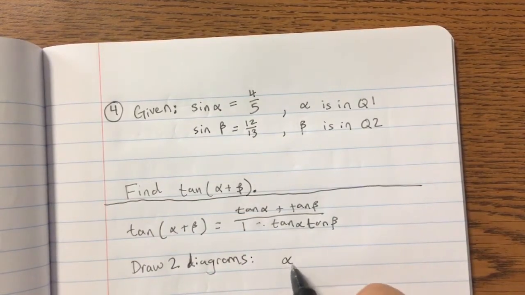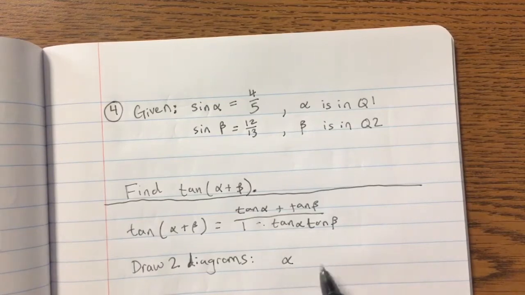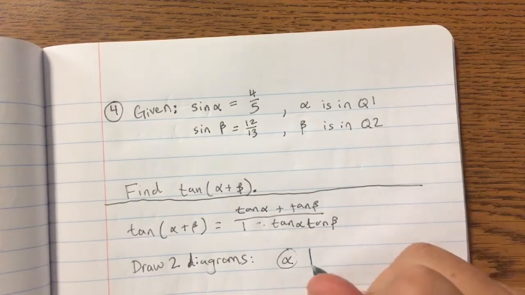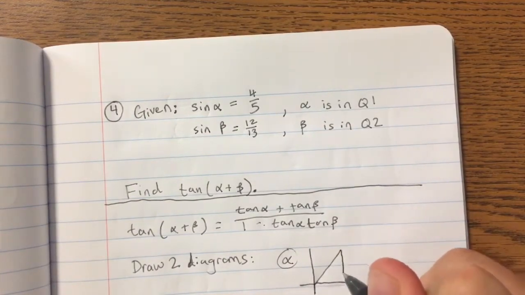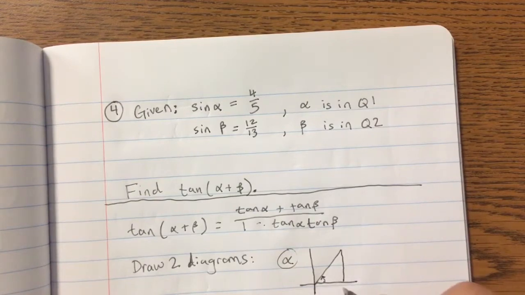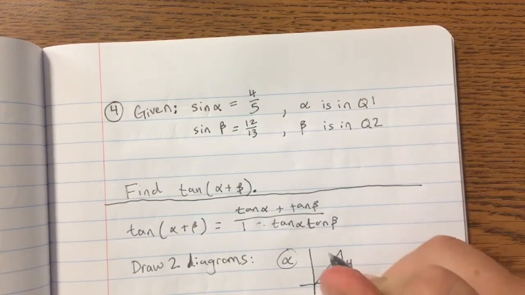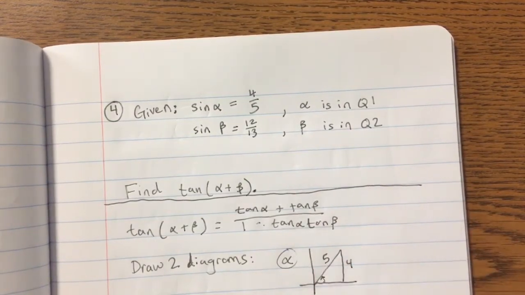All right, so for alpha, alpha's in quadrant 1. So I'm going to draw a little triangle here. So here's alpha. What do we know about alpha? Well, we know that sine alpha is 4/5. So what is the SOHCAHTOA ratio for sine? Opposite over hypotenuse, right? So this is going to be 4, and this is going to be 5.